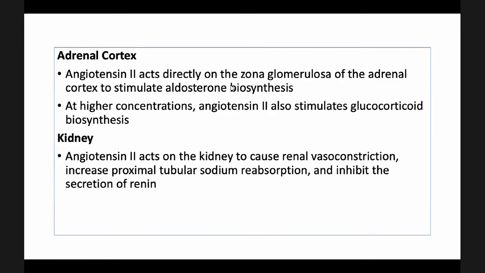Angiotensin II also acts directly on the zona glomerulosa of the adrenal cortex to stimulate aldosterone biosynthesis. At higher concentrations, angiotensin II also stimulates glucocorticoid biosynthesis. Angiotensin II also acts on the kidney to cause renal vasoconstriction, as well as increase proximal tubular sodium reabsorption and inhibit the secretion of renin.